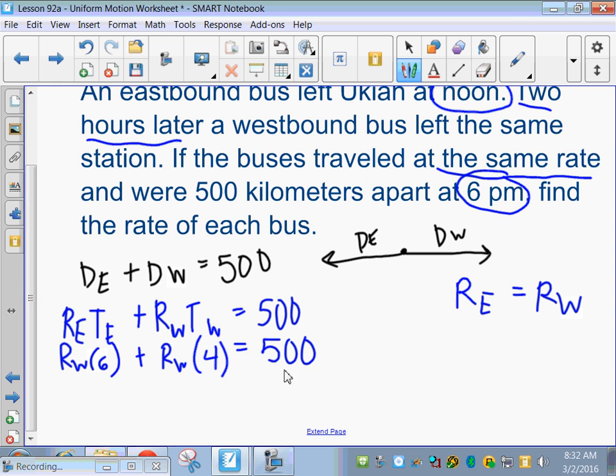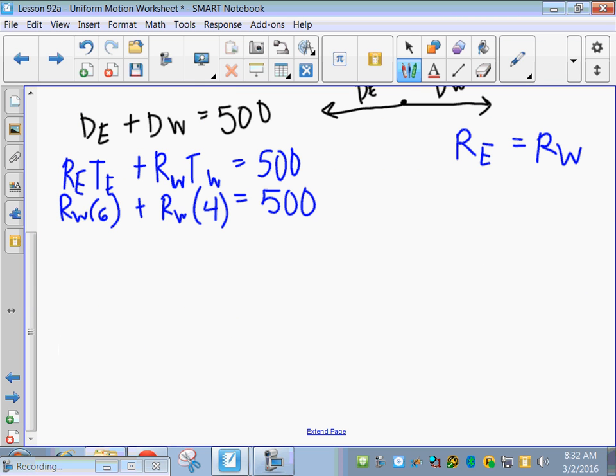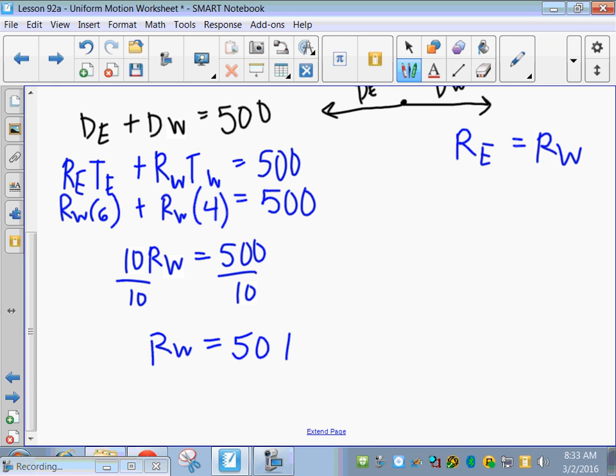Now this becomes a pretty easy problem. So we have 6 RW plus 4 RW equals 10 RW. Then we're going to divide both sides by 10. So the rate of the westbound, I've been saying train, bus, is 50 kilometers per hour. All right. And it says to find the rate of each bus. So the other one is the exact same, right? It says they traveled at the same rate, so we get 50 for both.